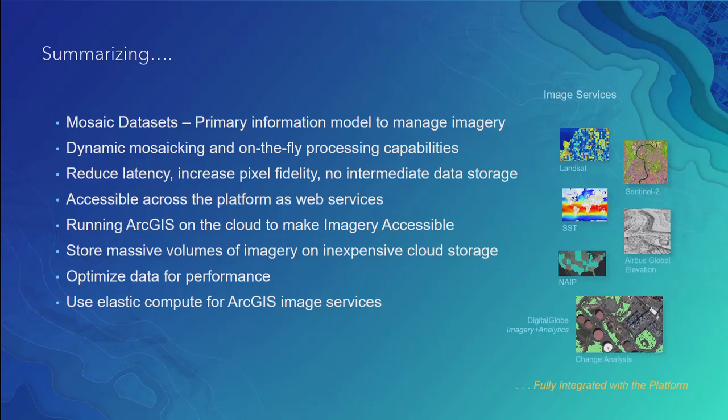Running ArcGIS on the cloud is suggested. If you have petabytes or large volumes of imagery, it makes it accessible with lower latency. Again, storing massive volumes of imagery on inexpensive cloud storage, that's another bit which we briefly talked about. We recommended optimizing data for performance. I briefly showed you a couple slides on how to do that. And lastly, using elastic compute for ArcGIS image services, essentially spinning up multiple instances of Amazon as required.